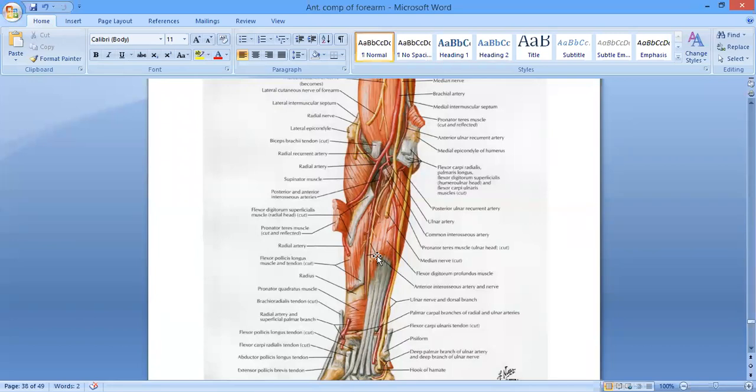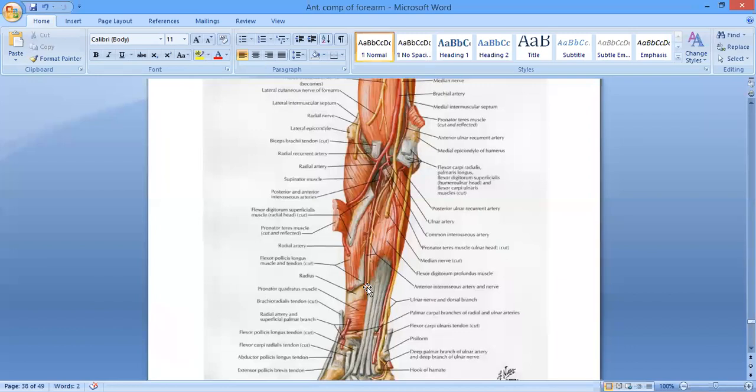Is it clear? So 6 muscles are supplied by the median nerve. Okay, in the cubital fossa it gives 4 branches: pronator teres, flexor carpi radialis, palmaris longus, and the flexor digitorum superficialis. And by its anterior interosseous branch, it is going to supply the 2.5 muscles. Which ones? Flexor pollicis longus, pronator quadratus, and the lateral half of the flexor digitorum profundus. And again, this anterior interosseous nerve is going to give the articular branches to the wrist and the distal radioulnar joint. Is it clear?